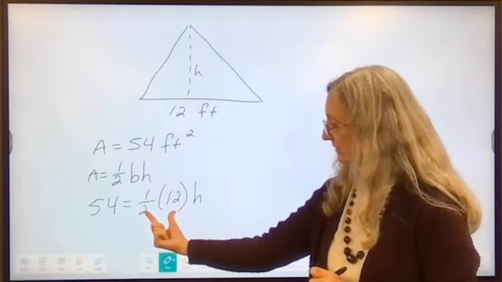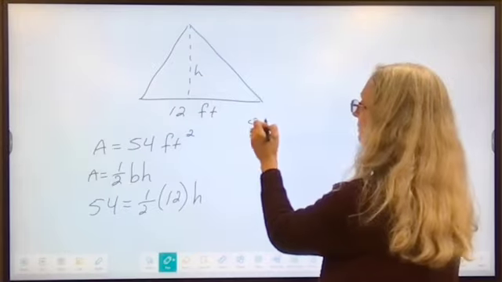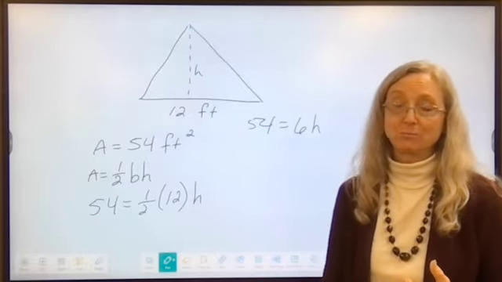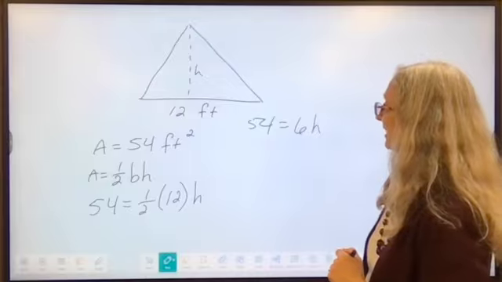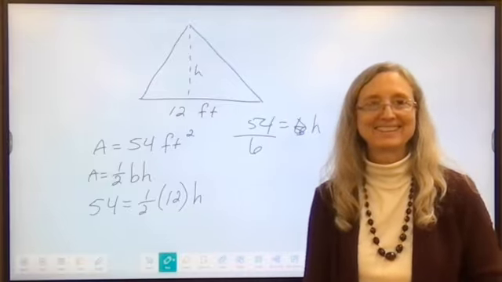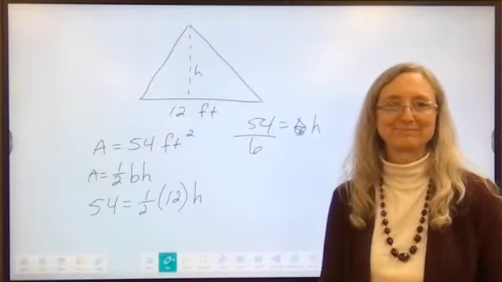So 1/2 of 12 is 6. So that means 54 is equal to 6 times the height. Divide by 6, and I find out that 54 divided by 6 is 9. So my height is 9 feet.